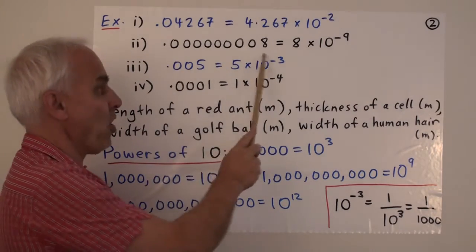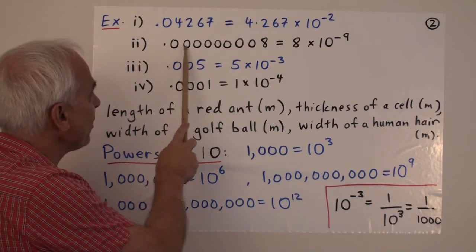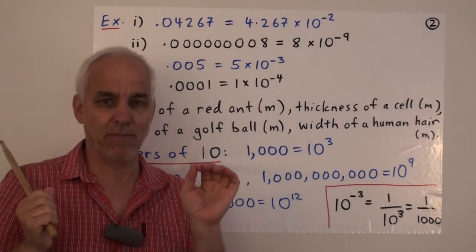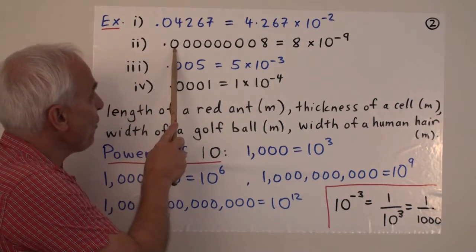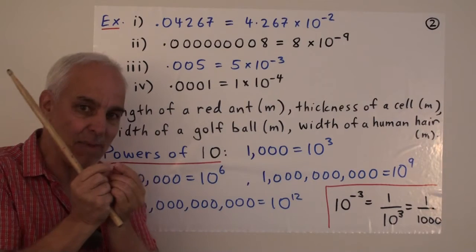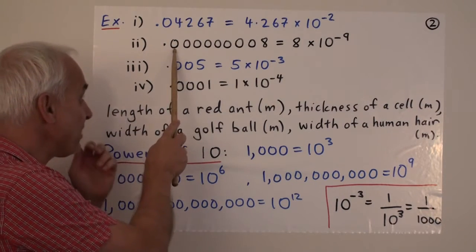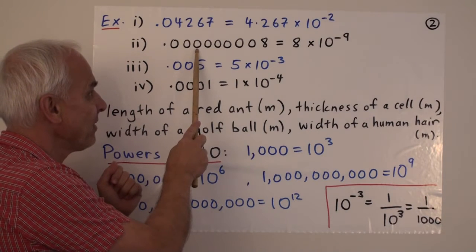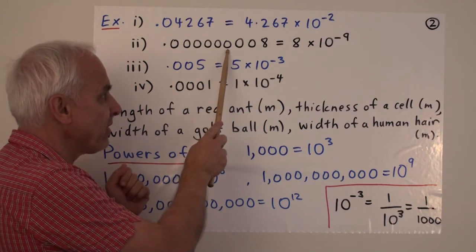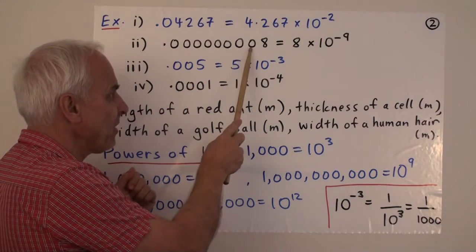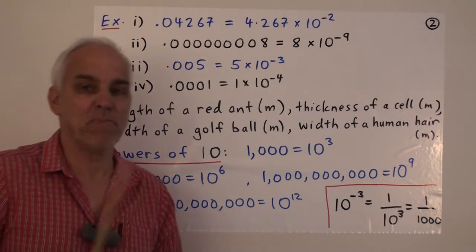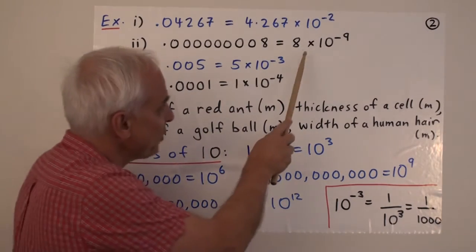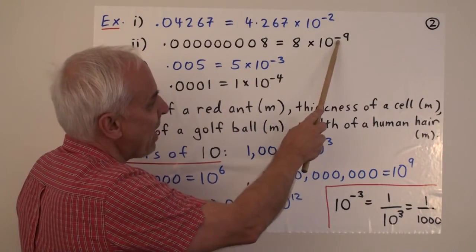Here's a much smaller number. 0.000000008. This is a very, very, very small number. Every time we move right, we're dividing by 10. So this is the 1/10ths, this is the 100ths, 1,000ths, 10,000ths, 100,000ths, millionths, 10 millionths, 100 millionths. This is 8 1/1000ths of a millionth. That's what that number is. In scientific notation, 8 times 10 to the minus 9.